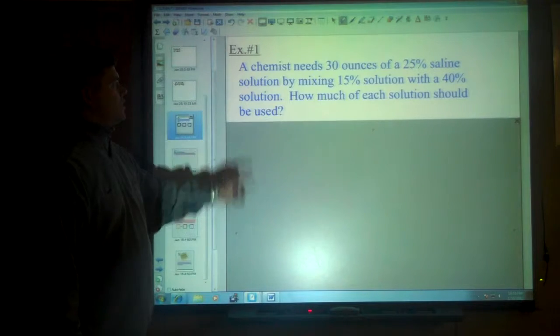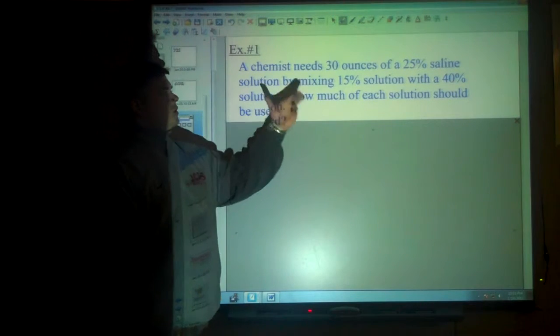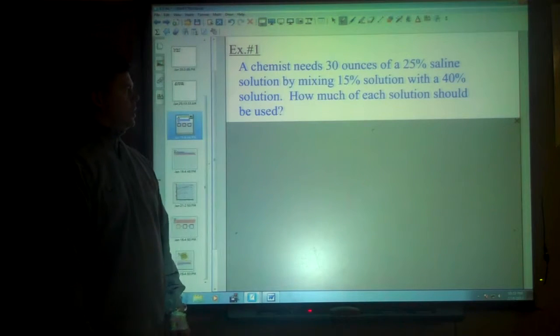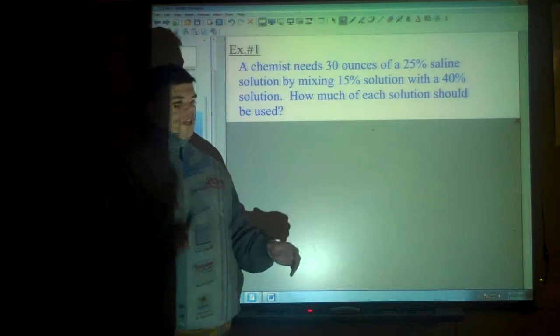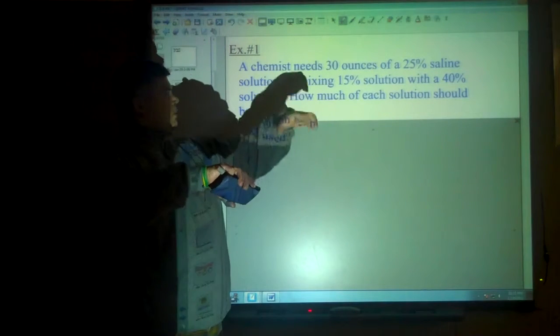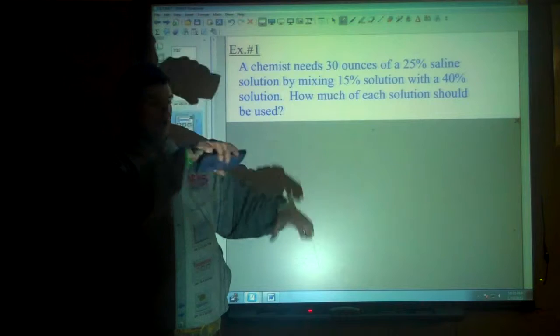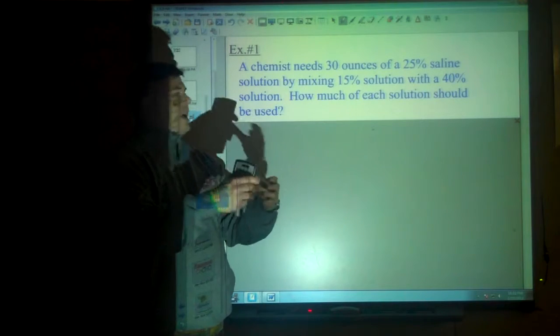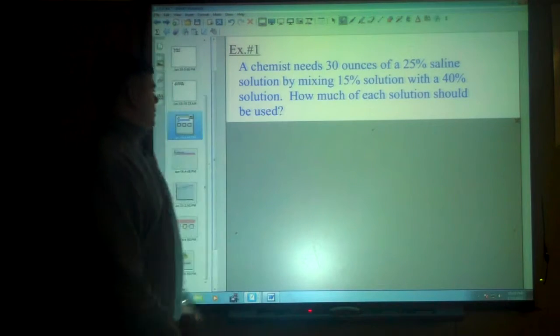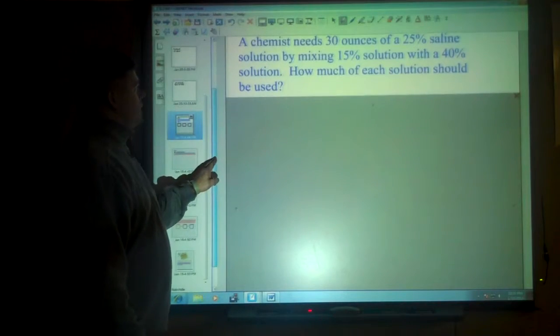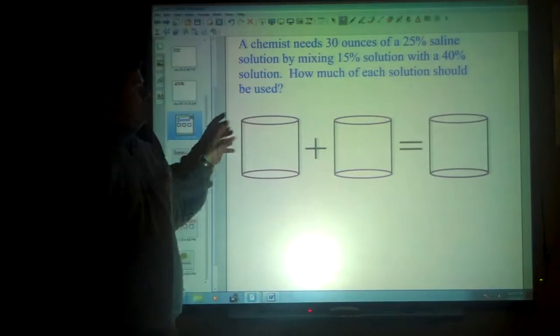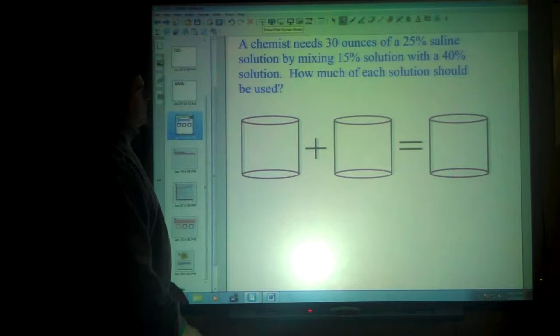So here we have a chemist that needs to make 30 ounces of a 25% saline solution. They're going to do so by mixing a 15% solution with a 40% solution. We've got to figure out how much of each is necessary to make the 30 ounces of 25% solution. So what I tend to do is take this information and make a drawing. That way I can tell what's happening.